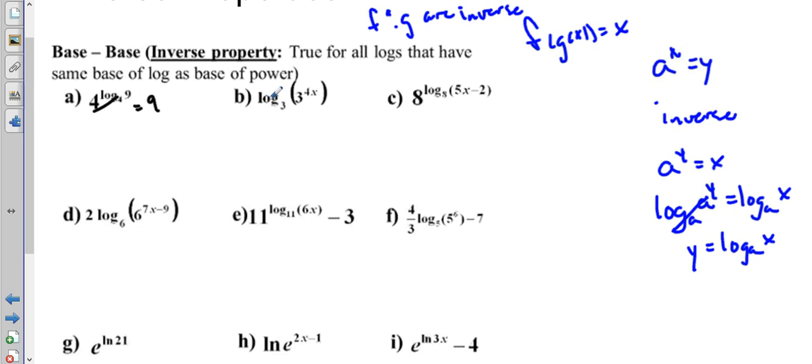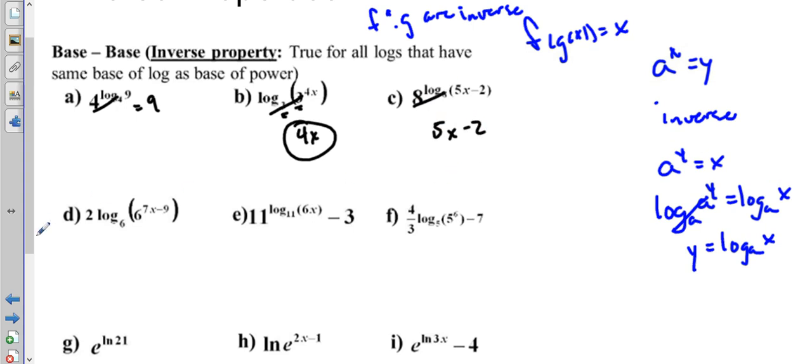In the same way, we have log base 3, a very similar property here. 3 is the base of the log, 3 to this exponent, this is exponential, this is a log, they cancel each other out, we're left with 4x, that's our answer, because they're inverses of each other. 8 to the log base 8 of 5x minus 2. Well, the exponential and log cancel each other out, we're left with 5x minus 2.